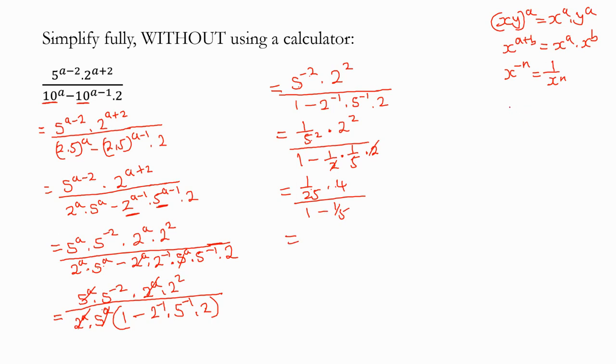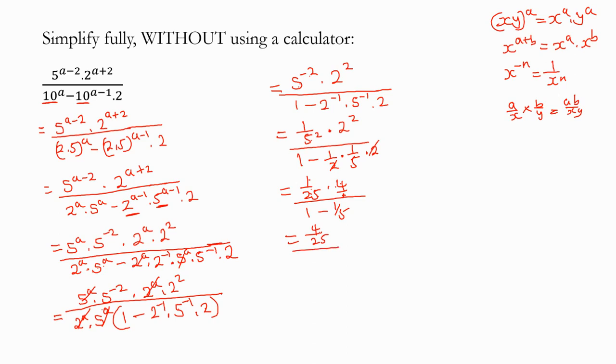Multiplying fractions is very, very easy. a over x times b over y is just the same as ab over xy. So we say this is like 4 over 1. So 1 times 4 is 4, and 25 times 1 is 25.